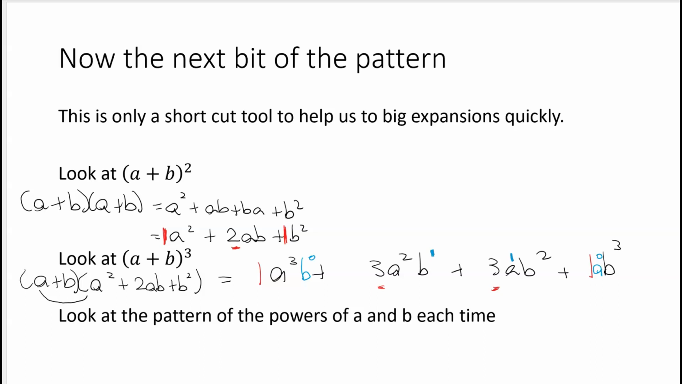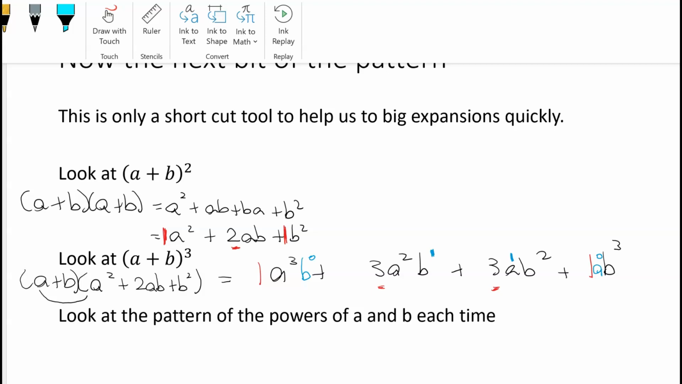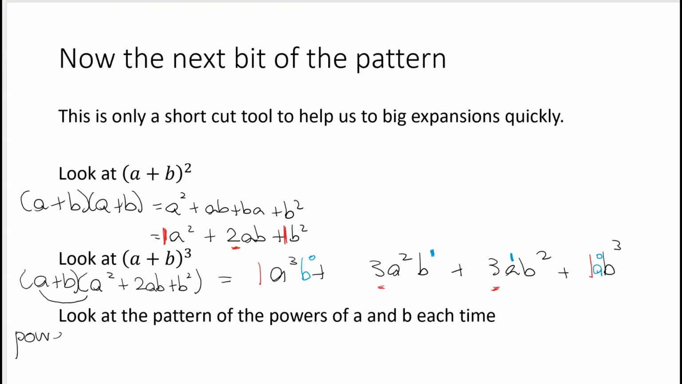Now, what we're doing next, remember it's only a shortcut, and we can't actually do this, but the powers of a and b add to 3, which is the expansion we're making. We're doing the cubed, even though we're actually not doing this.